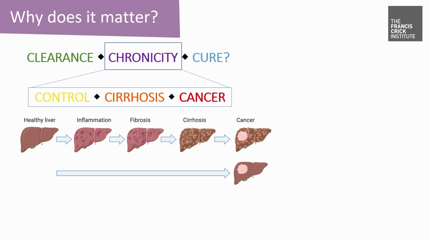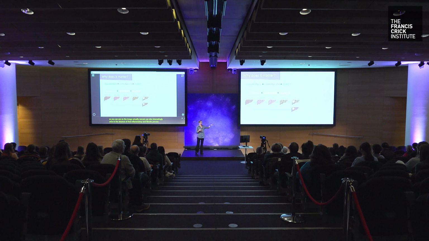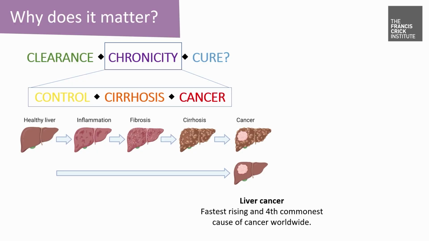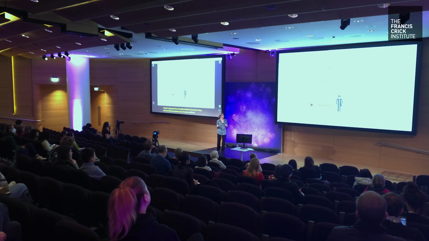And as you can see on the image, actually, cancers can also interestingly arise in the absence of that inflammatory and fibrotic process. So liver cancers pop up in what otherwise looks like healthy liver tissue. And this is also challenging because for many individuals, this is a silent infection, so there are no symptoms until you reach those severe stages of liver disease. And liver cancer, at least in large part due to hepatitis infection, is the fastest rising and now fourth commonest cause of cancer worldwide. So why do we have this vast spectrum of different outcomes?